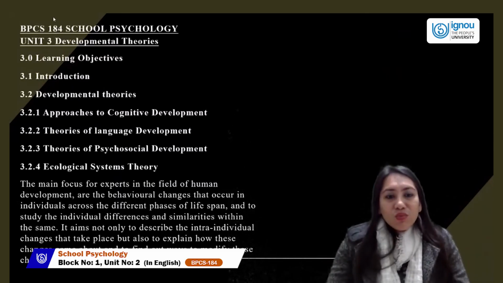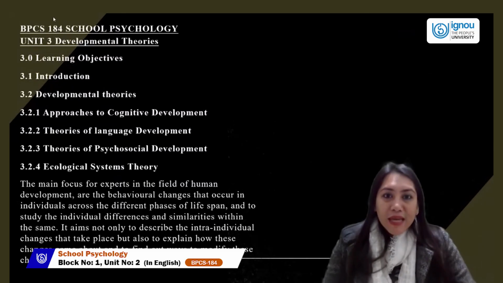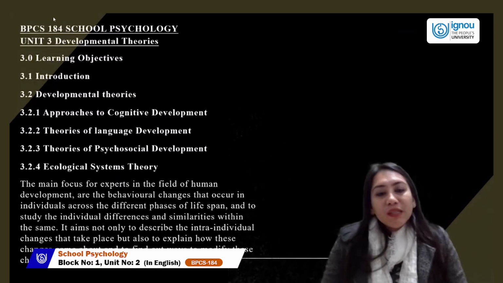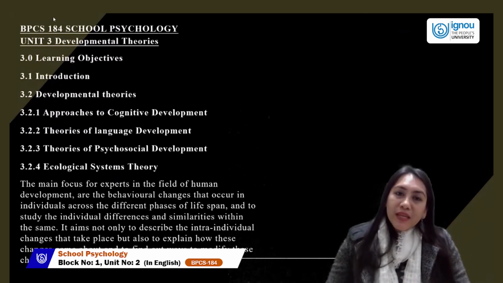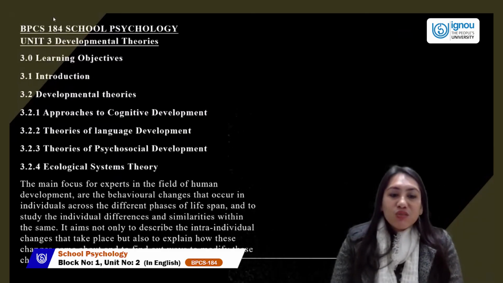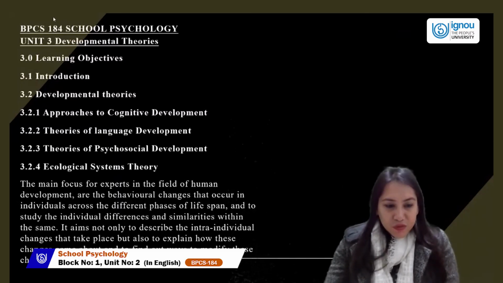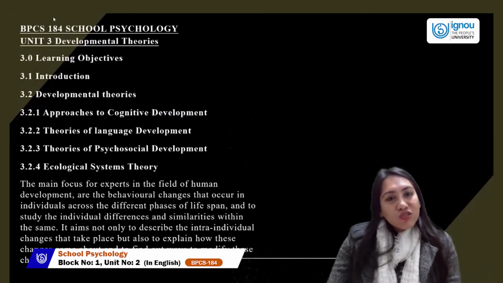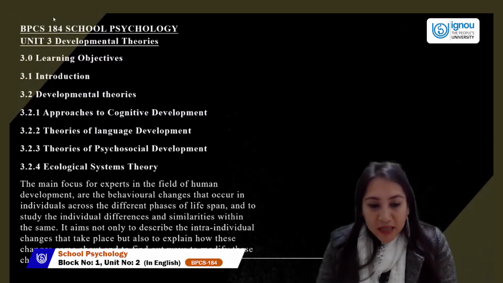So let's understand what the field of human development talks about. What do they aim? The field of human development aims to study individuals across the lifespan, across different ages, along with their similarities and differences. So it aims to describe the intra-individual differences and also the inter-individual differences. It explains why changes are happening, how changes are happening, and how society's changes are impacting the individual.